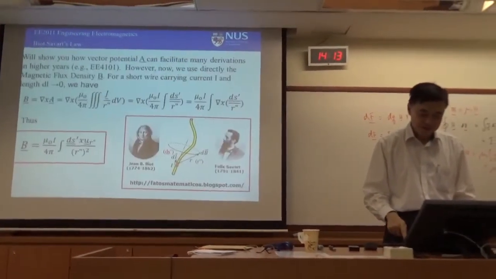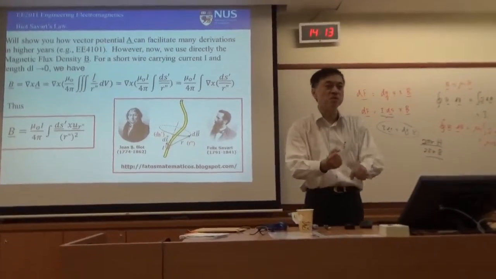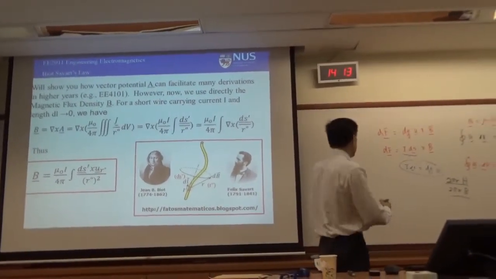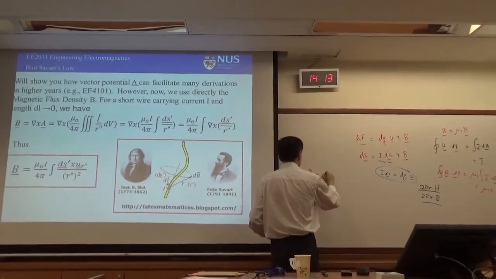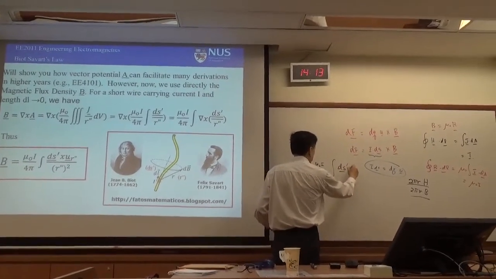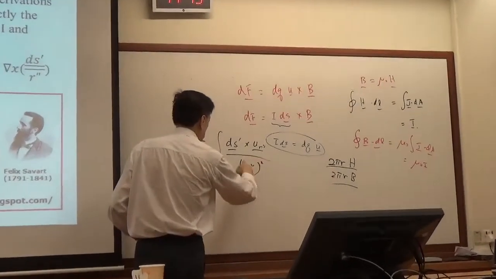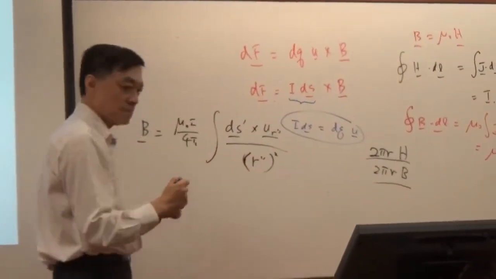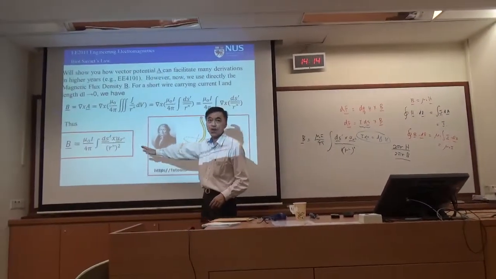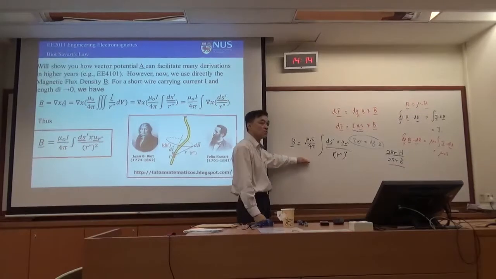Now, this part we said is key. But what happens if we cannot find symmetry? That means we do not have a long straight wire. What are we going to do? Then we go to the Biot-Savart law. B is equal to mu naught I over 4 pi, integral of ds prime cross u r double prime over r double prime squared. So when we do not have a long straight wire, when we do not have symmetry, then we go to the Biot-Savart law.